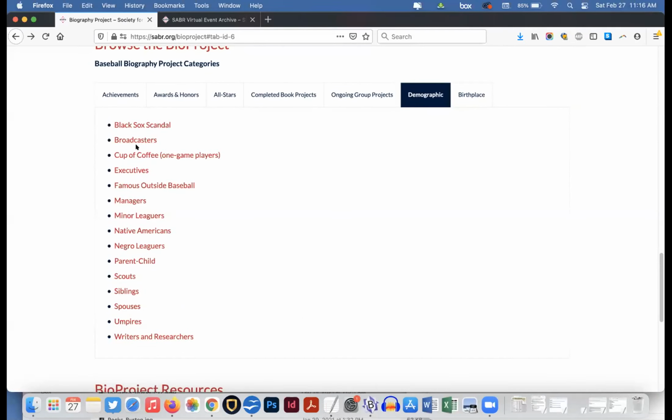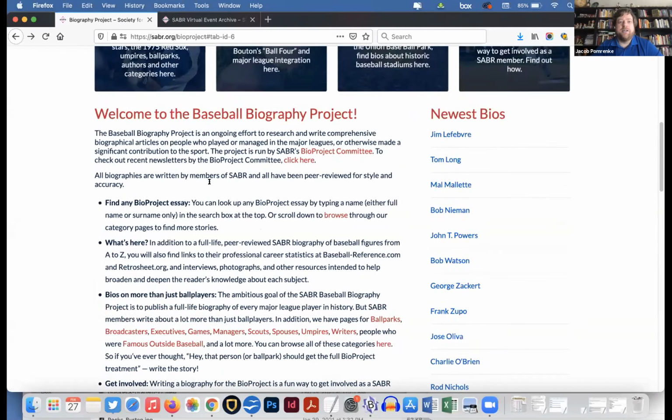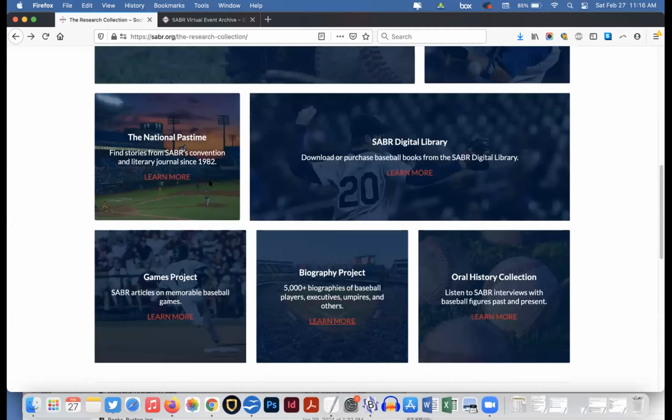And then through the demographic category here, we've got all kinds of different areas where you can learn about executives, learn about people who were famous outside baseball. Maybe they played in the NFL, maybe they were politicians or something like that. And so you've got all kinds of interesting ways to explore the 5,000 biographies that we've published over the years. So that's a little bit of an overview on the bio project.